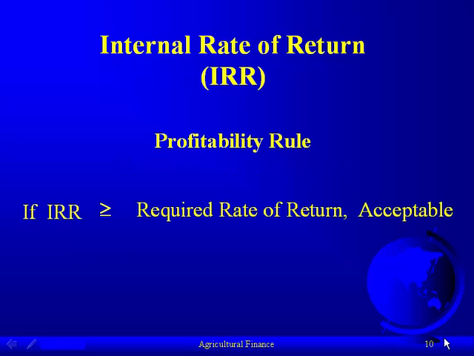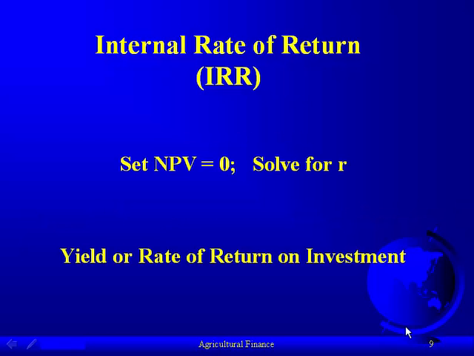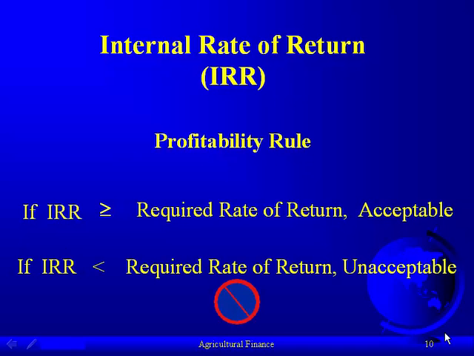The rule is, in profitability, if your IRR or yield is greater than or equal to what you require, then it's acceptable. If you require 10% and the yield is 10% or greater, you're okay with that. However, if you can get 10% on your investment, and this investment you're looking at is something less than that, then you reject it or it's unacceptable.